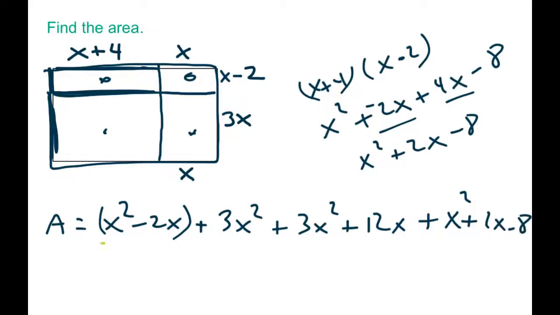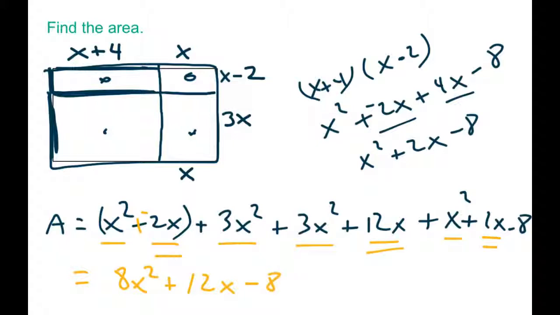Whew, let's find some like terms. X squared, 3x squared, 3x squared, x squared. We'll make that plus a negative 2x, 12x, and this was a 2x. And that negative 8 at the end all by itself. Alright, so we have the x squared plus 3x squared is 4x squared, plus another 3x squared is 7x squared, plus another x squared is 8x squared, plus negative 2x plus 12x is 10x, plus another 2x is 12x, and then minus 8 at the end. And that's our area.